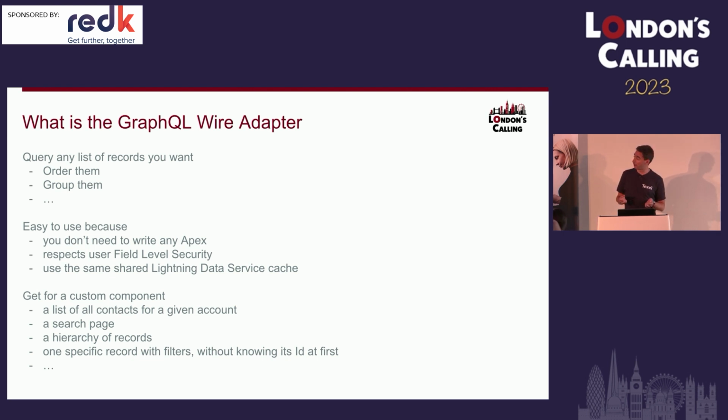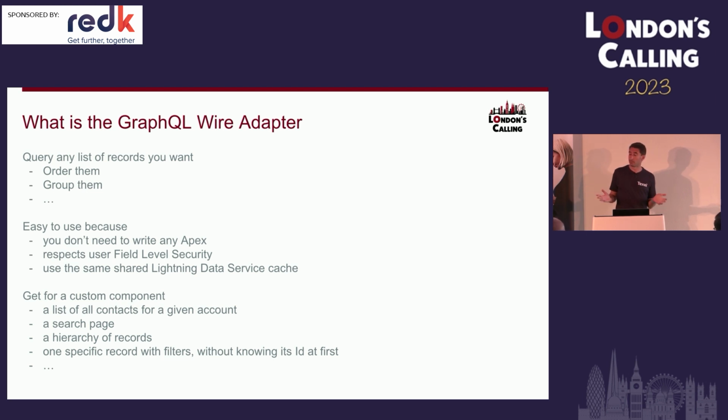So with the GraphQL wire adapter, you are able to create a query with exactly what you want, with relationships, with filters, subfilters, order by, group by, whatever you want, and get it from your JavaScript without any single line of Apex. And it's the same thing as all the other wire adapters. It's using your field level security, so you won't be able to get stuff that you shouldn't have access to. If you do it with Apex, you are supposed to check that you are not sending back to the front fields that users don't have access to. Here you don't have to worry about it. It's taken care of with the wire adapter.